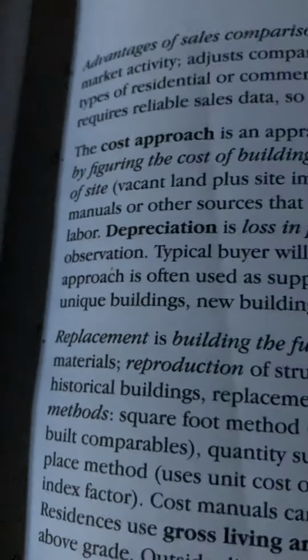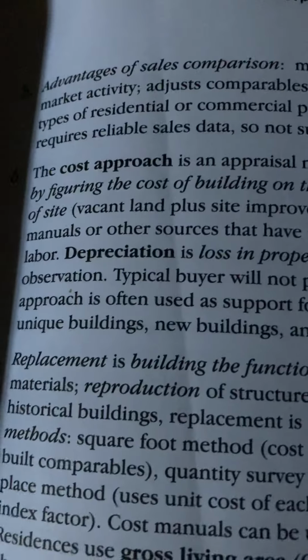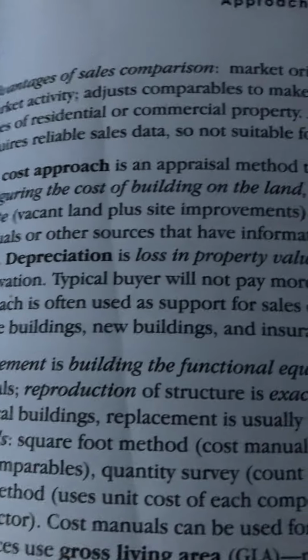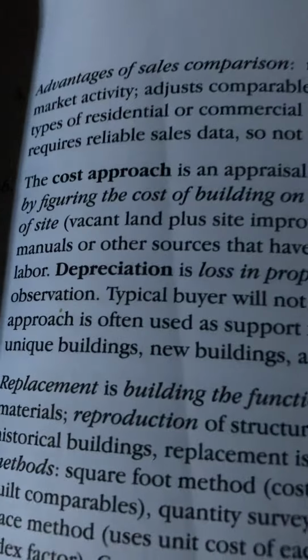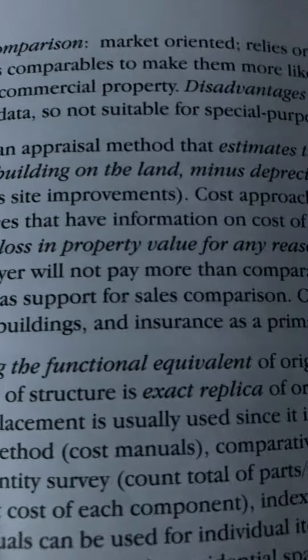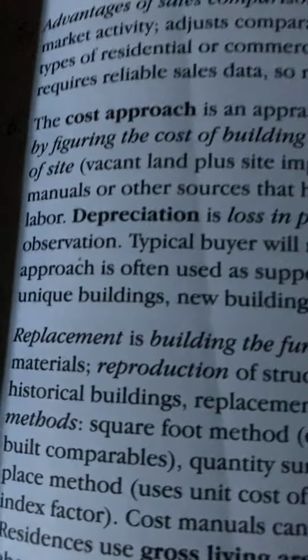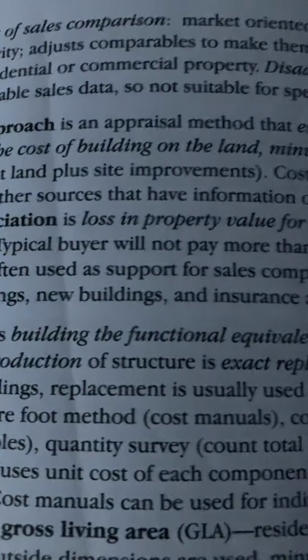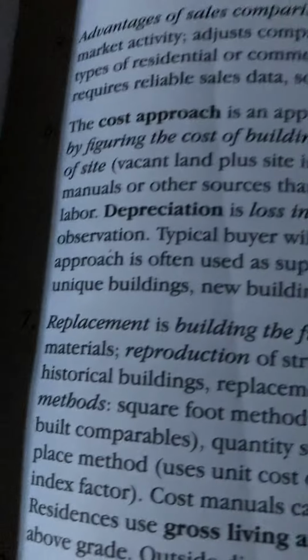Number 6, the cost approach is an appraisal method that estimates the value of real estate by figuring the cost of building on the land minus depreciation plus the value of site. Vacant land plus site improvements. Cost approach uses data from cost manuals or other sources that have information on cost of building materials and labor.